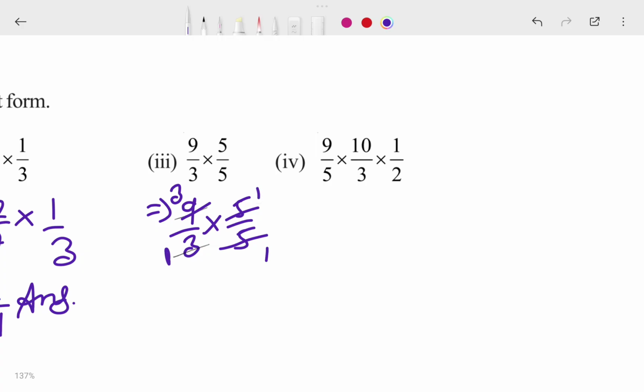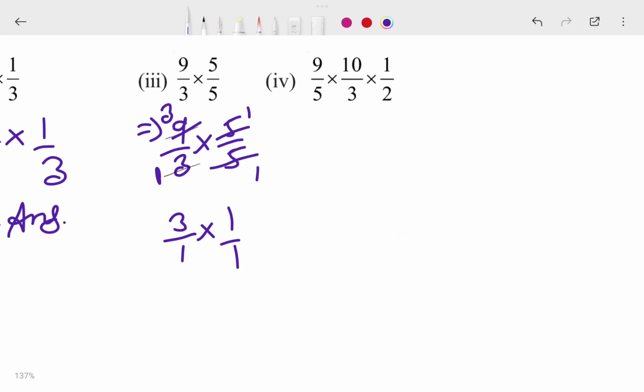Now let's see what is left. This one is left. If you cut this one also, that is 1 only, so nothing. But if you do 1 into 3, that's going to be 3 only. If you cut 1 into 1, that's 1 only. If you do it anyway, the answer will be the same. So now we directly multiply this. 3 into 1, that's 3. And 1 into 1, that's 1.